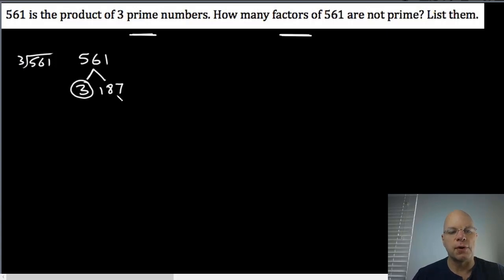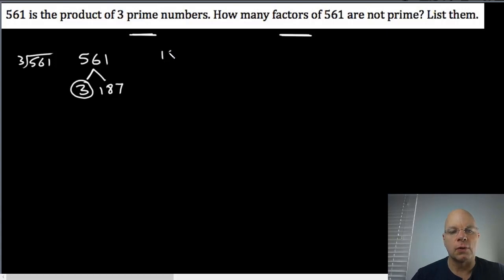180 tripled is 540, and then 7 tripled is 21. So yes, I feel good about my choice here. Now 187, again, we know 2 cannot be a prime factor, because if it could, we already would have found it. What about 3? 8 plus 1 is 9, plus 7 is 16. No, that doesn't work. Don't have to consider 4. 5 doesn't work. It doesn't end in a 0 or 5. I mean the ones place. If 2 and 3 don't work, 6 doesn't work.